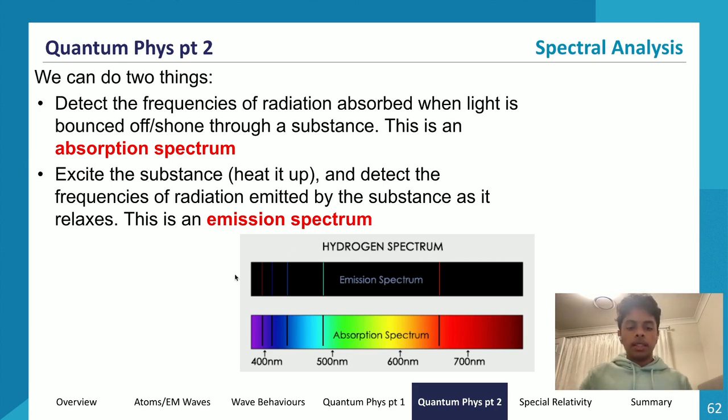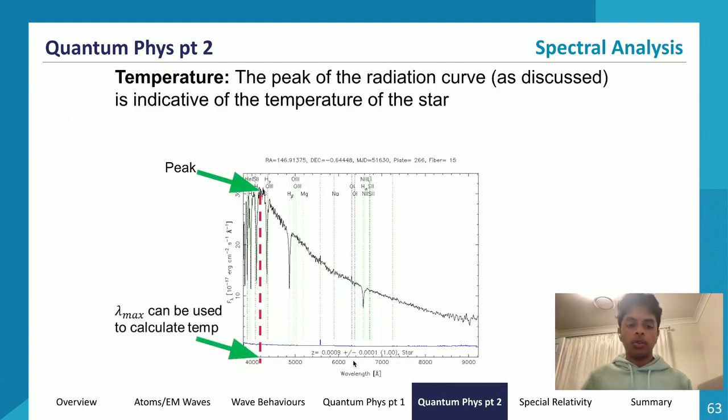So the emission spectrum is like this: colorful bands across a dark background, because this shows the discrete wavelengths emitted by a substance as it relaxes. The absorption spectrum shows a rainbow gradient band with dark bands or dark slits across it, and that shows the discrete wavelengths of light that the substance absorbs. So those are the two things, the emission spectra and the absorption spectra.